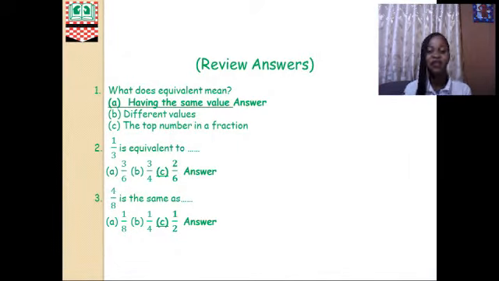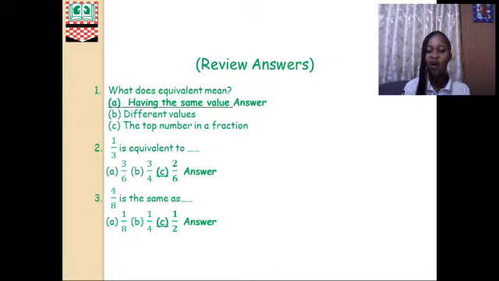Okay, for the first question, what does the word equivalent mean? It simply means having the same value. Number 2, 1/3 is equivalent to what? 2/6. How did we get that? Just multiply 2 to 1, you get 2, isn't it? Multiply 2 to 3 as well, then you get 6, which gives 2/6.